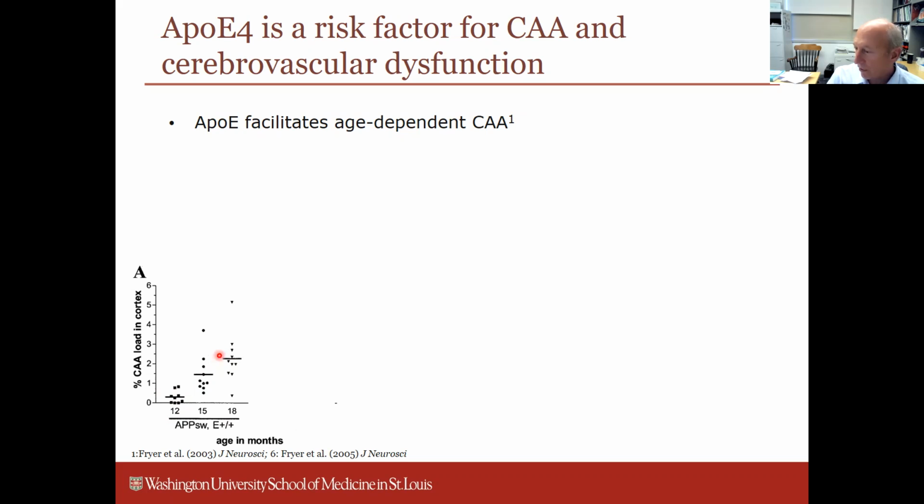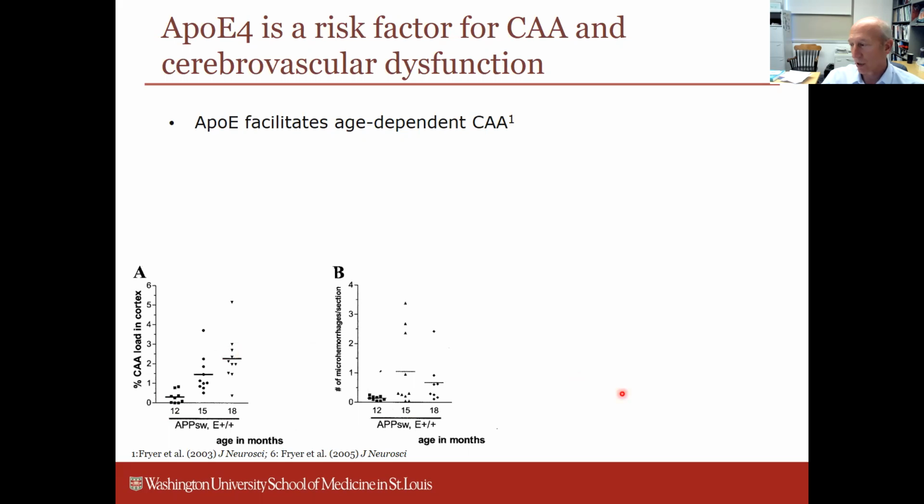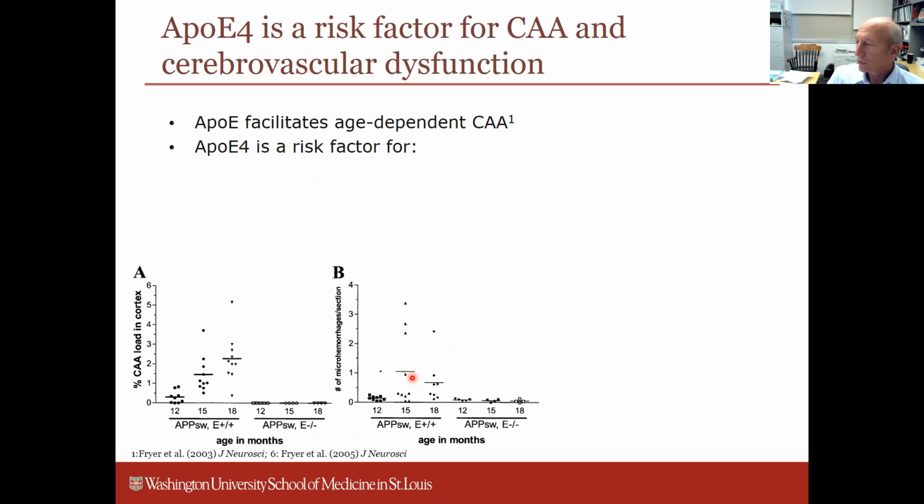And what we found back then is that in these mice, like humans, some of these vessels with CAA develop hemorrhages around them, microhemorrhages. And you can see this in humans that have AD and also CAA. And if we removed APOE from these mice globally by knocking it out, no CAA ever develops. So APOE is absolutely essential for the development of cerebral amyloid angiopathy.